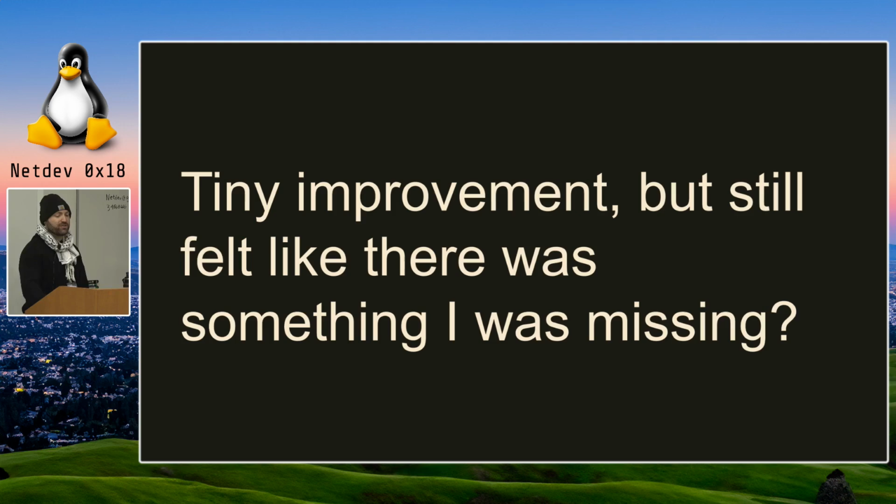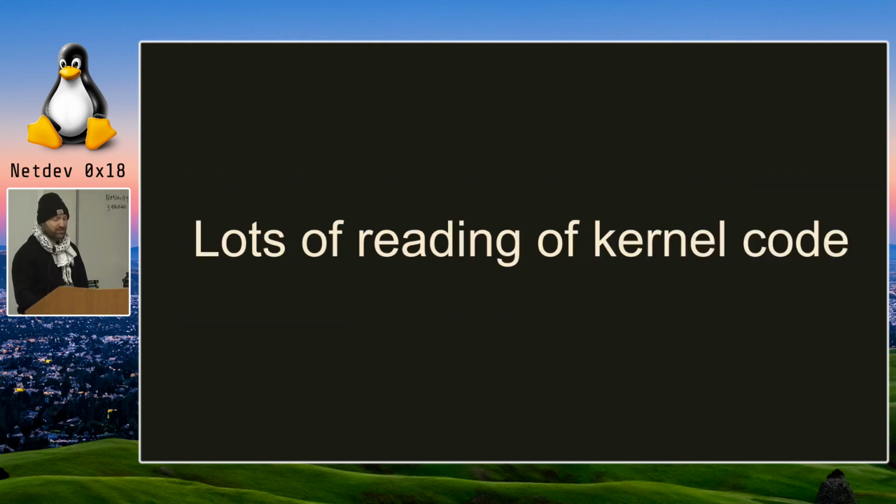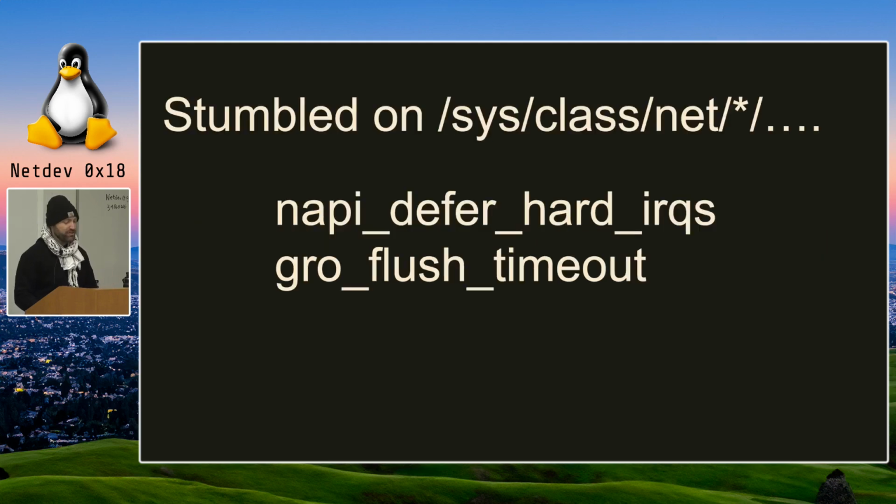So that was a tiny improvement, but I still felt like there was something I was missing. And so I spent a lot of time reading kernel code to see what other options existed that maybe I didn't know about or that I could take advantage of. And I stumbled on these two things in the kernel, NAPI defer hard IRQs and GRO flush timeout.